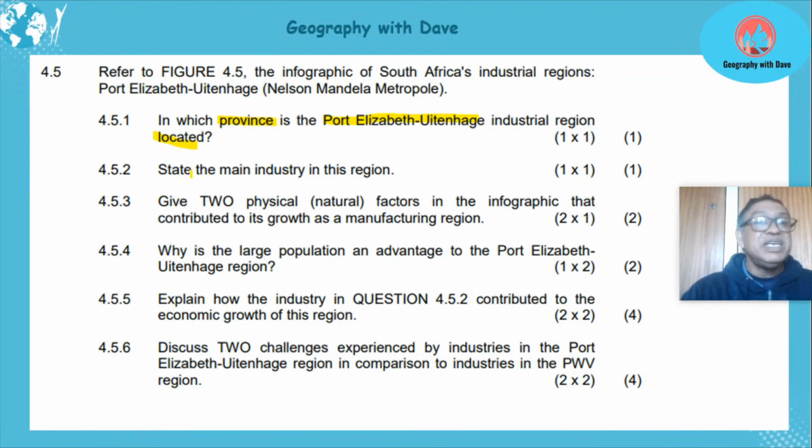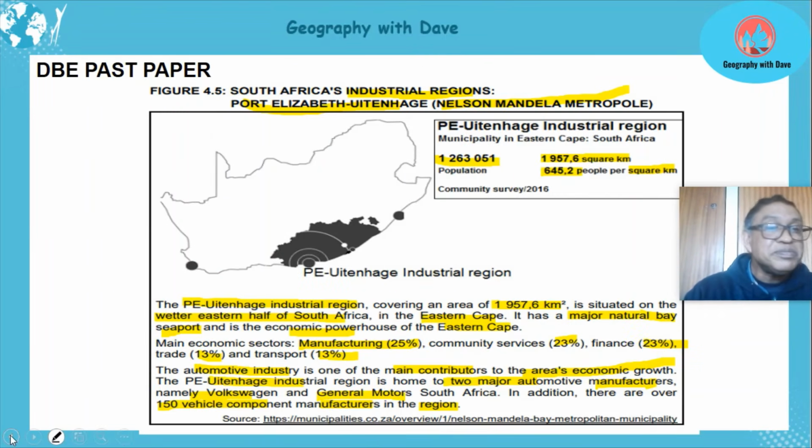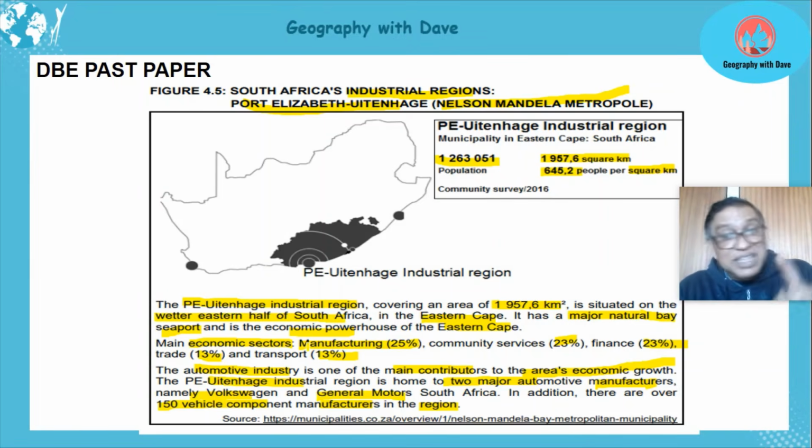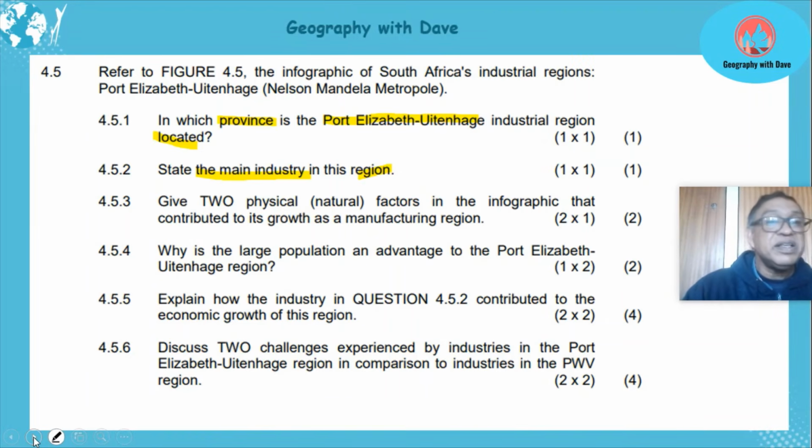Let's take the second one. State the main industry in the region. All right, let's go back. Now watch out. Remember, this is economic sectors. And in this exam, some people are writing manufacturing. But what does the examiner want? The main industry in the region. All right, and of course, that's your automotive industry. Can you see it? So sometimes you have to be careful, learners. The answer is there, but sometimes you may just take the first one. Read carefully, eh? All right, let's do the next one.